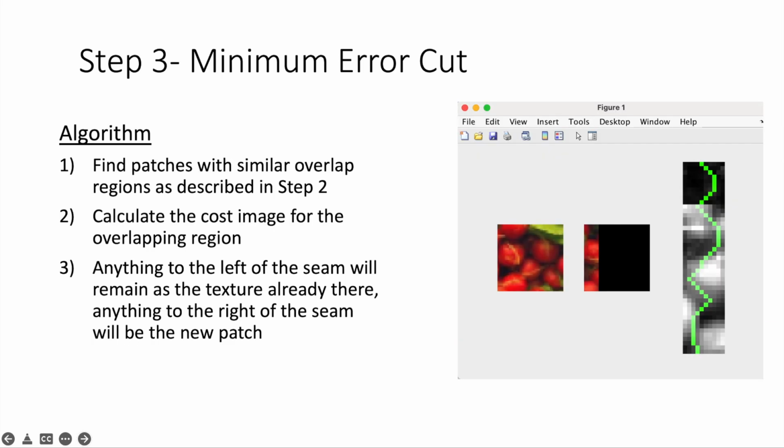The final step was to cut the overlapping regions along a path of minimum error. The cost image is in the figure to the right, and it's essentially the matrix obtained while calculating the SSD before you sum all the values together. The green line down the middle, that's basically the path of least resistance, and it's where the overlapping regions are the most similar. Anything to the right of the line will be kept in the new patch, which is the picture on the left of the figure, and anything to the left of that line will be kept by the overlapping patch that's already present.